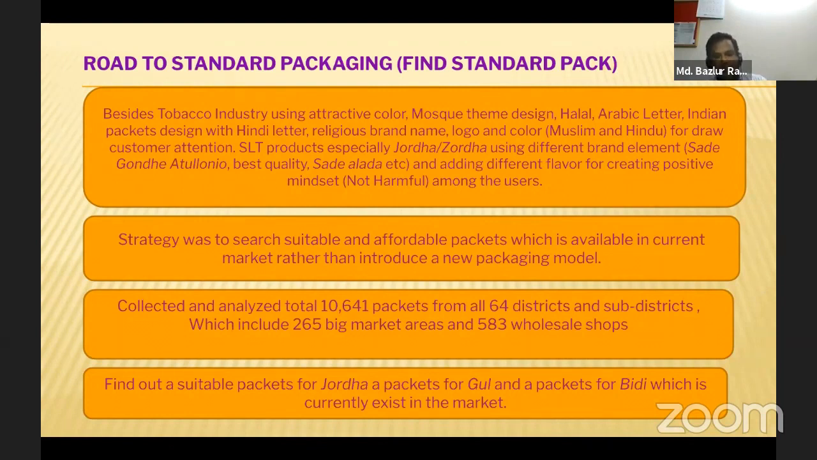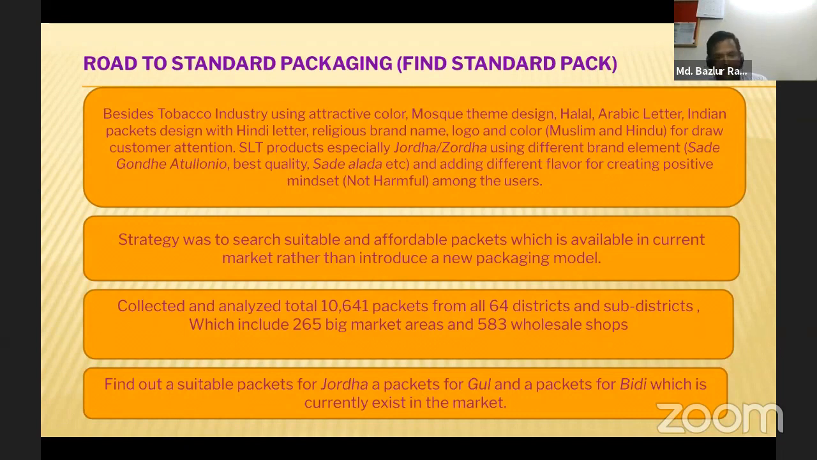To overcome these barriers and challenges, we thought about how we can effectively implement the graphic warnings. For these reasons, we searched for a suitable and affordable packet which is available in the current market, rather than introducing a new packaging model. Because if we introduce a totally new model, the tobacco industry will totally deny that they cannot make this packet. For this reason, we collected a suitable and affordable packet which already exists in the market.